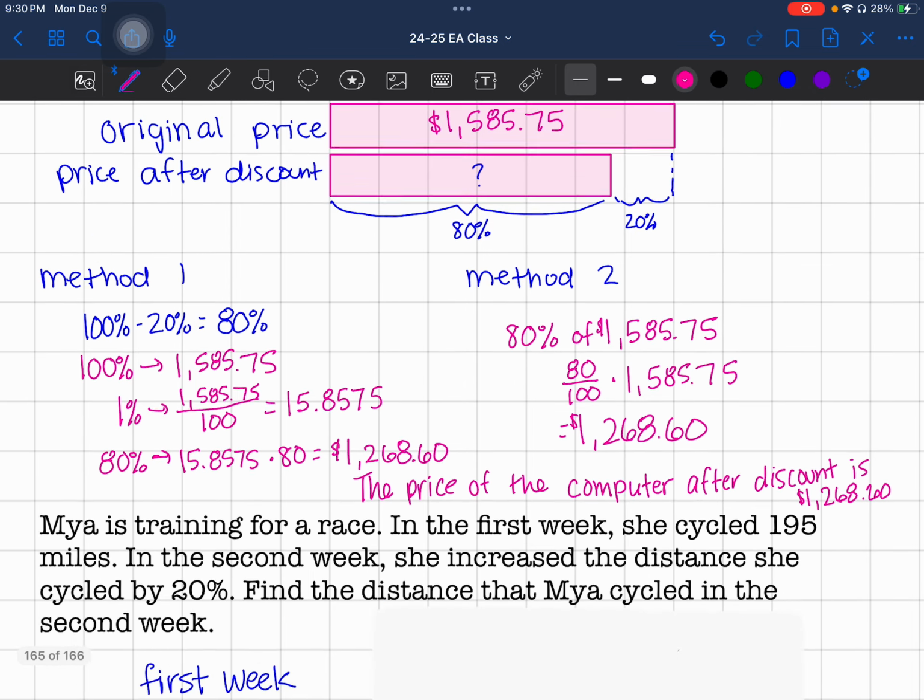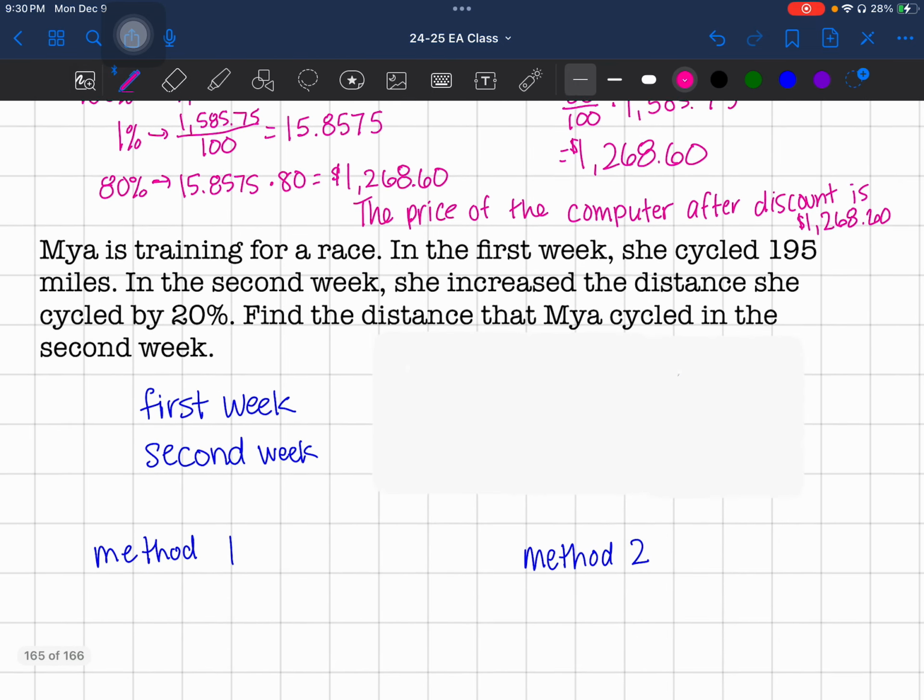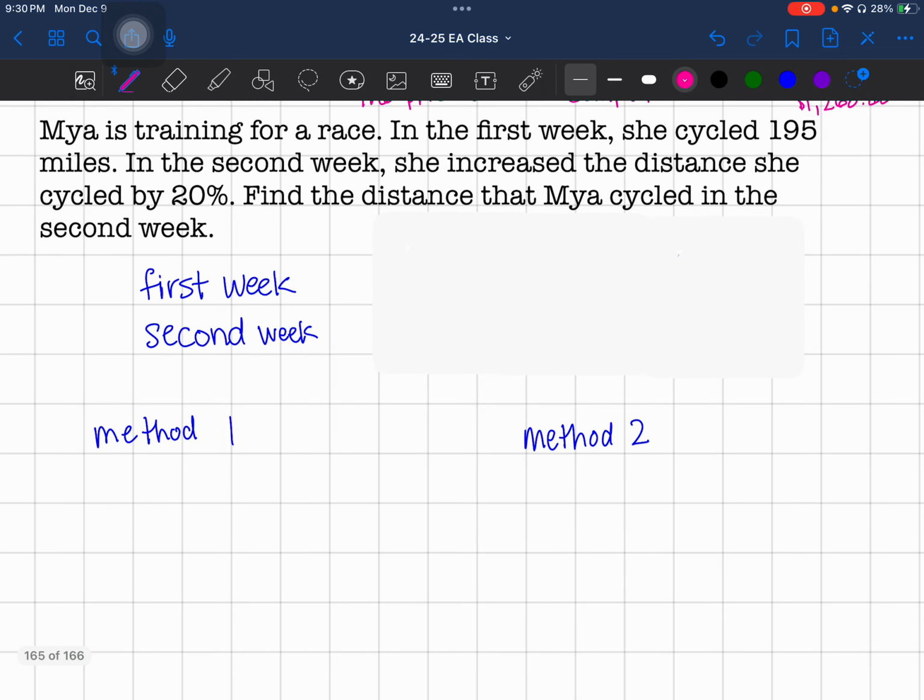Again, pause the video if you need more time. Okay. So this is a try on your own to see if you understand. So Maya is training for a race. In the first week, she cycled 195 miles. In the second week, she increased the distance she cycled by 20%. Find the distance that Maya cycled in the second week.